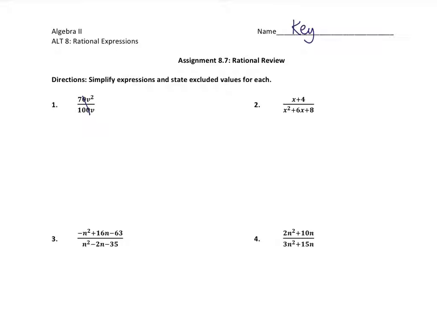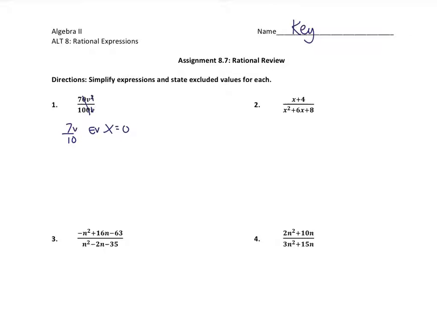We're going to reduce v squared and v. So one of those v's on the bottom cancels one of the v's on the top. That gives us 7v over 10. Our excluded value, x cannot equal 0, since we're looking for the values of x, or in this case v, that make the bottom 0.